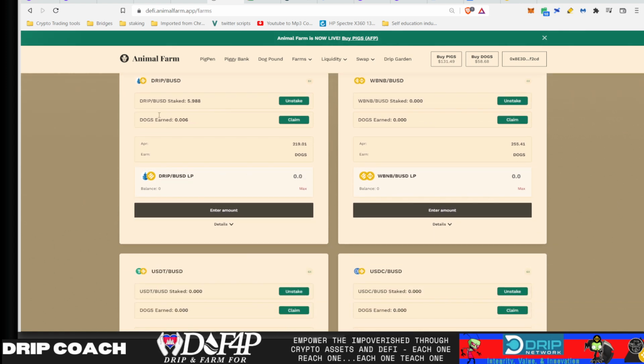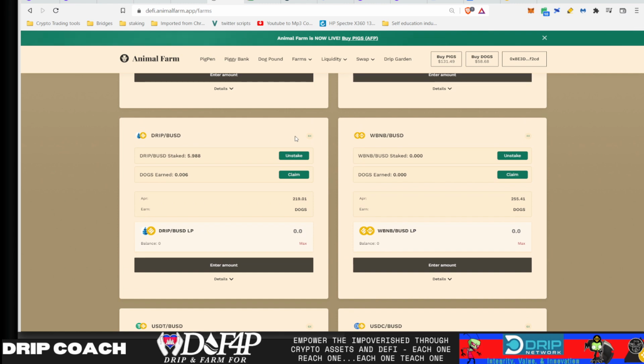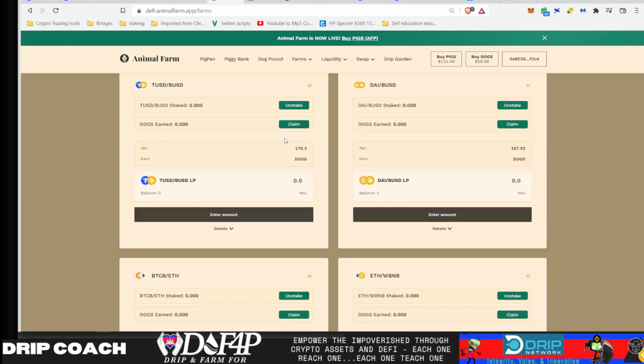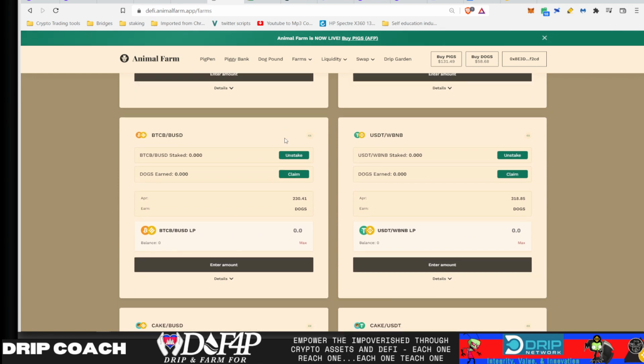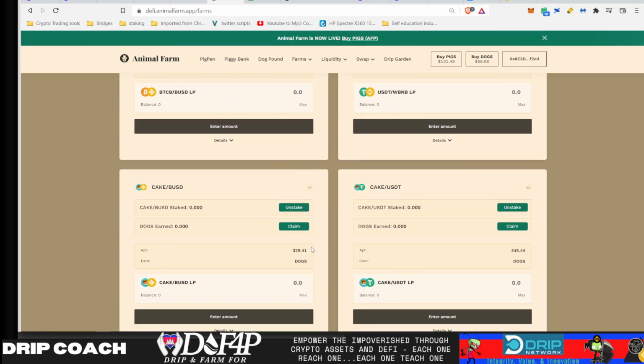So in this one specifically, we'll be looking at Drip BUSD because it is the highest dog paying farm, and then Cake right now I think has one of the highest APRs. So the question is, what is better? Is it the higher multiple with a lower APR, or a higher APR with a lower multiple? That was a great question, and I was like, yeah, let's go ahead and take a deep dive in there and find out.